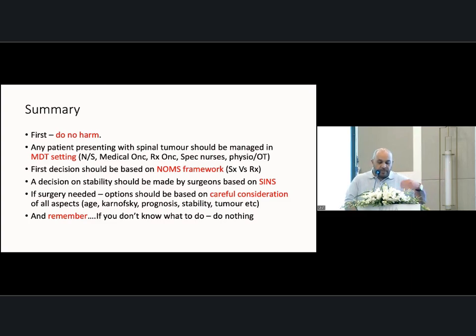Again, I'll reiterate, but careful consideration. Look at lots of factors: the patient's age, their prognosis, where do they live, what family support do they have, what disease burden they have. There's so many factors you need to think about before you make a decision. And sometimes, if you don't know what to do, doing nothing might be the right thing to do. Don't jump into making a decision just because you think that you have to operate just because you're a surgeon. And when you're a surgeon, sometimes, you know, everything looks like a nail.